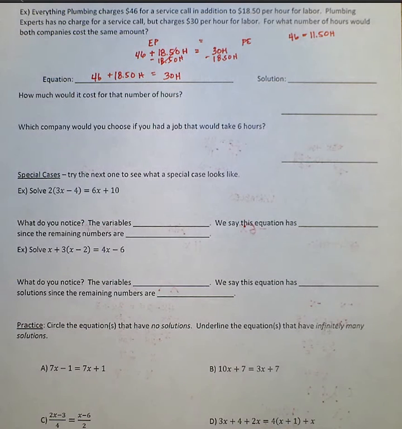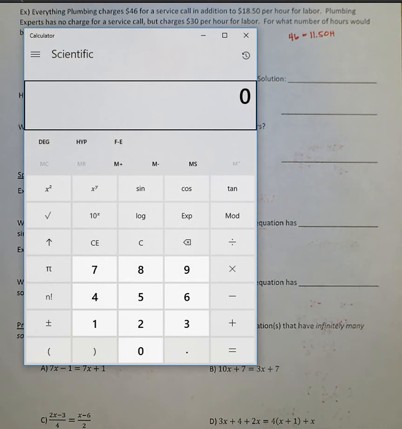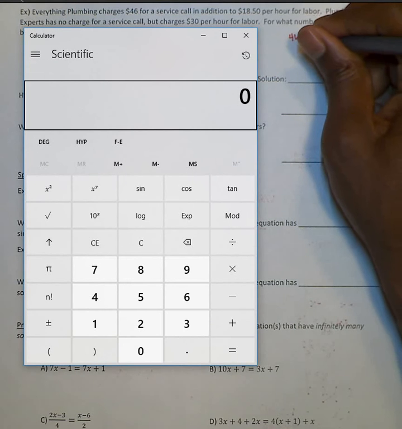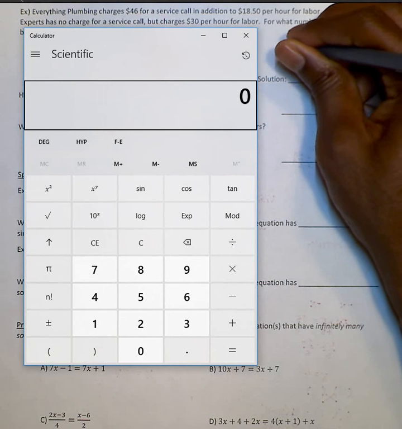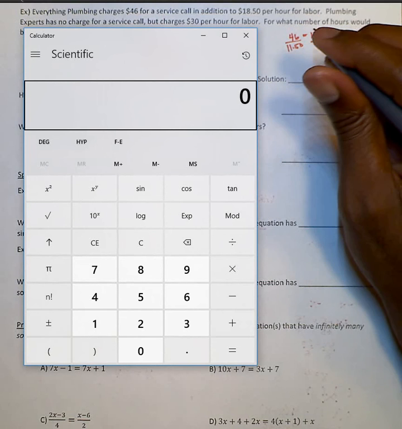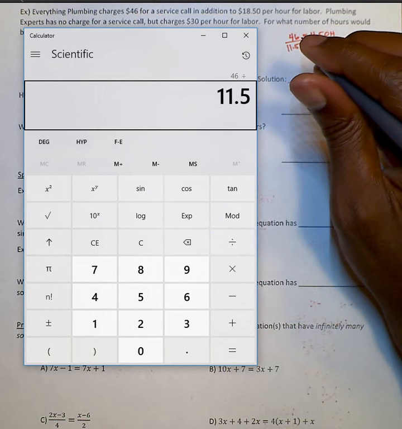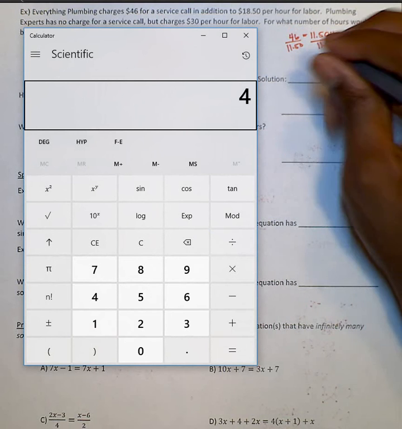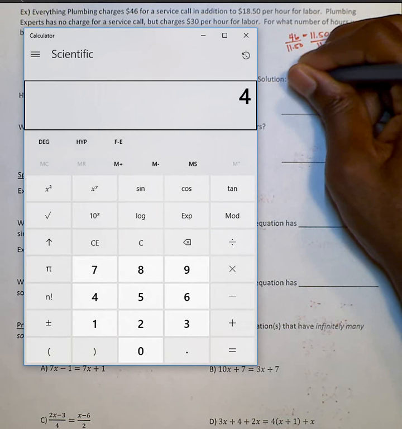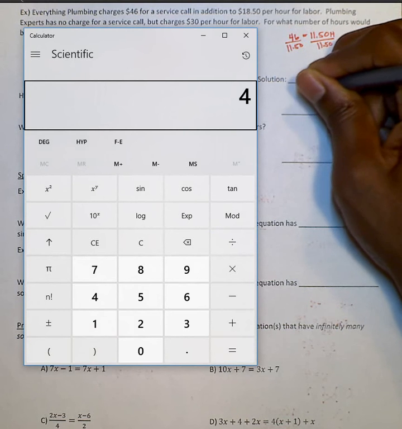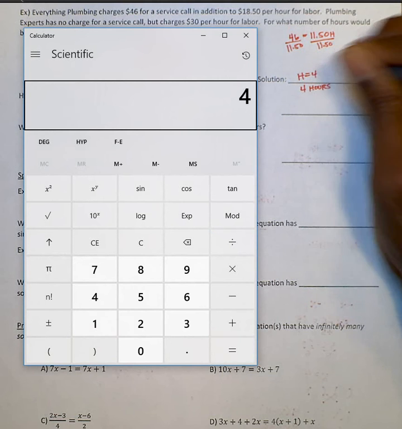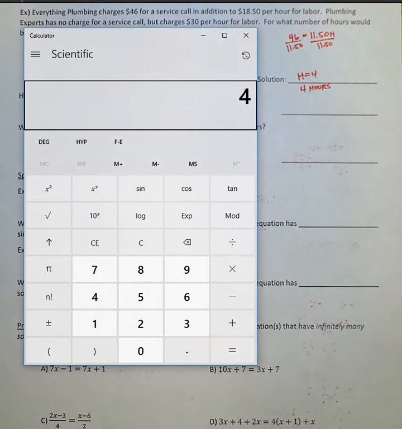And so now I can use a calculator to say, okay, if 46 equals 11.50H, I need to find H by itself. I want to divide both sides by that 11.50. So 46 divided by 11.50 equals 4. So H equals 4, or 4 hours. At 4 hours, both companies charge the same.